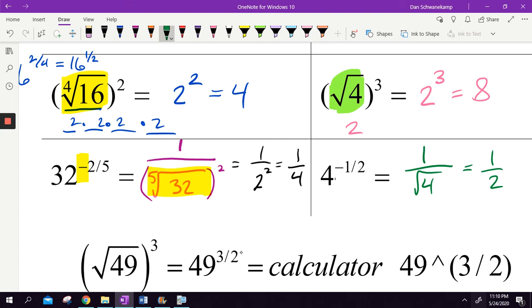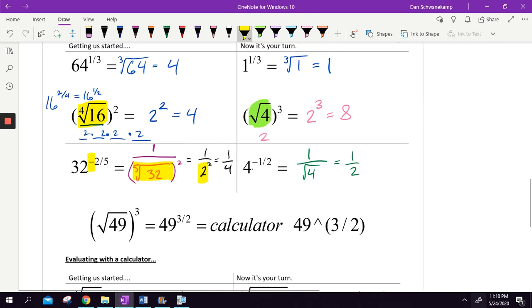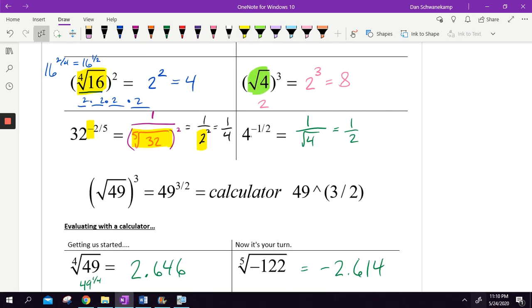You don't want to have to square 32 because I can't square 32 in my brain. But if you do the root part first, it makes it a lot smaller. Like this, the 5th root of 32 is 2. Then you can do the power. So do the root first, then the power if you're doing it without a calculator. Hope that helps. If not, ask me some questions.